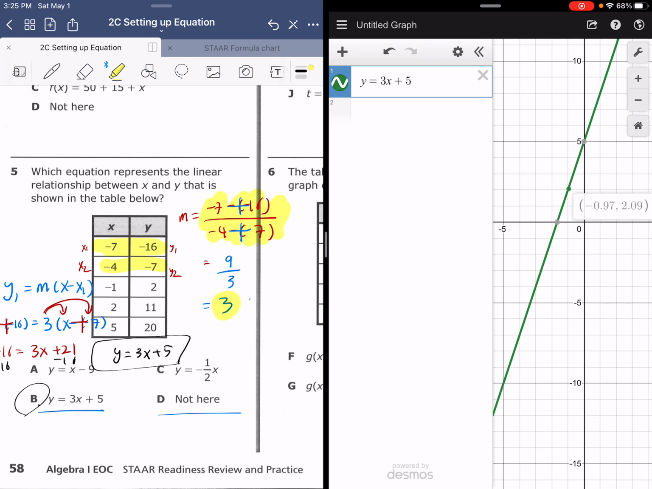Yep, negative 1 comma 2 here. Do you see this one has negative 1 comma 2 here? And then 2 comma 11 somewhere over here. Yep, 2 comma 11 here, it has it. So that's another way of doing it. Look at the graph here. It's pretty obvious here.